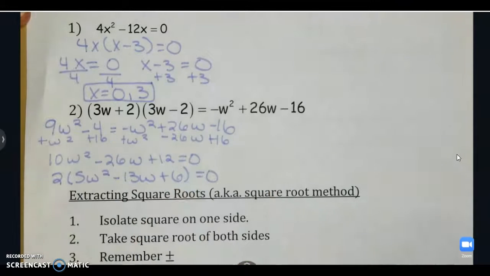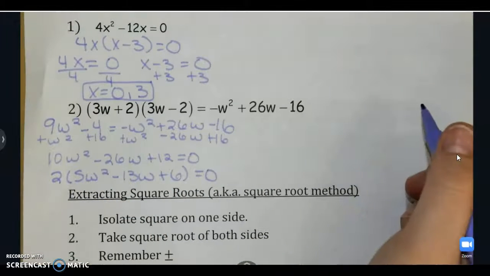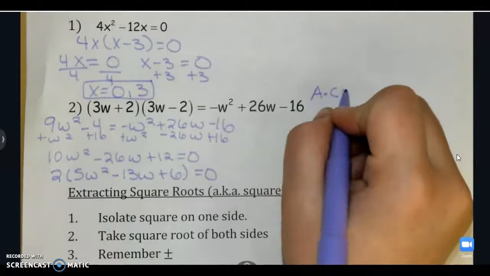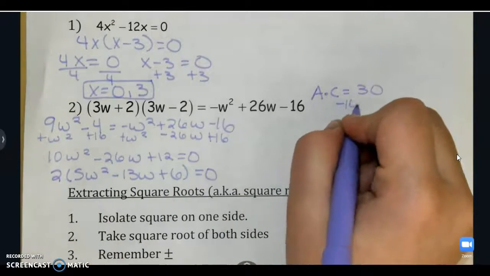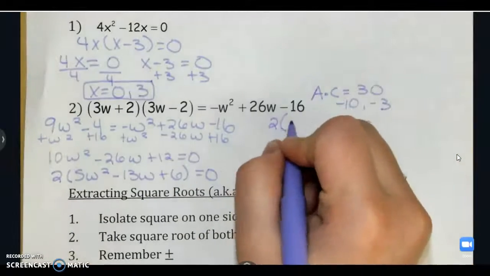And that leaves me with a trinomial in the middle. And my coefficient on the squared term is greater than 1, so I'm going to have to do my splitting the middle term. So a times c is 30. Factors of 30 that add to negative 13 are negative 10, negative 3. So rewriting this, that 2 stays in the front.